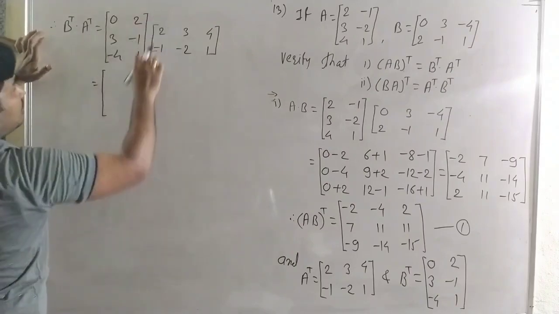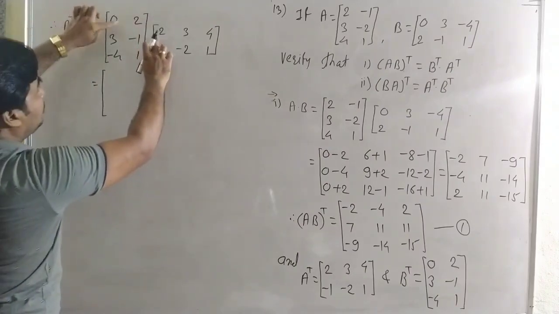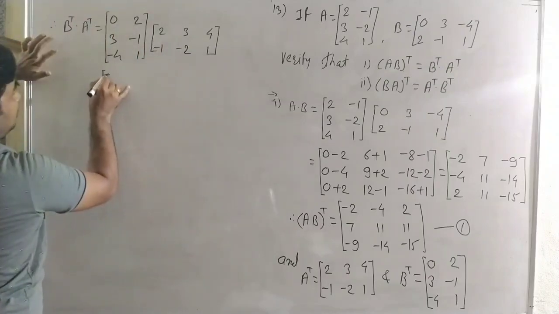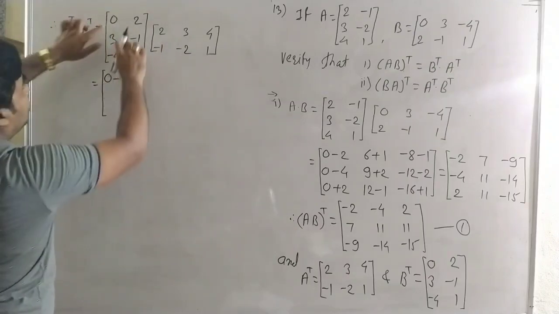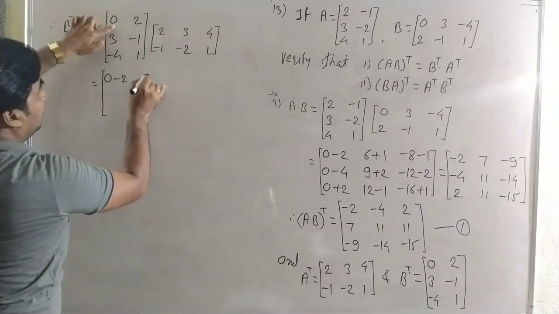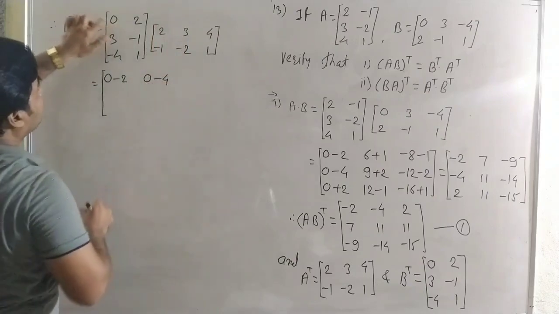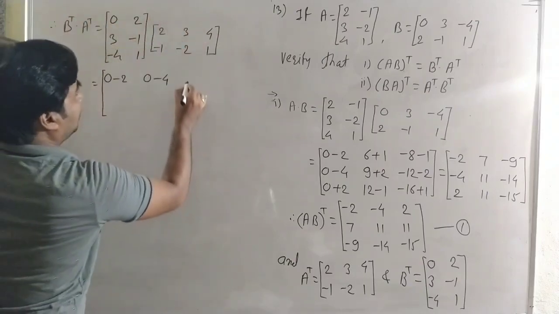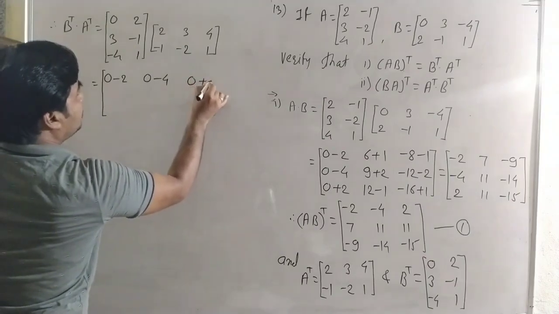Here first row, first column: 0 into 2 is 0, and 2 into minus 1 is minus 2. Therefore it is 0, minus 2. First row, second column, it is 0, minus 4. Then first row, third column, it is 0 plus 2.